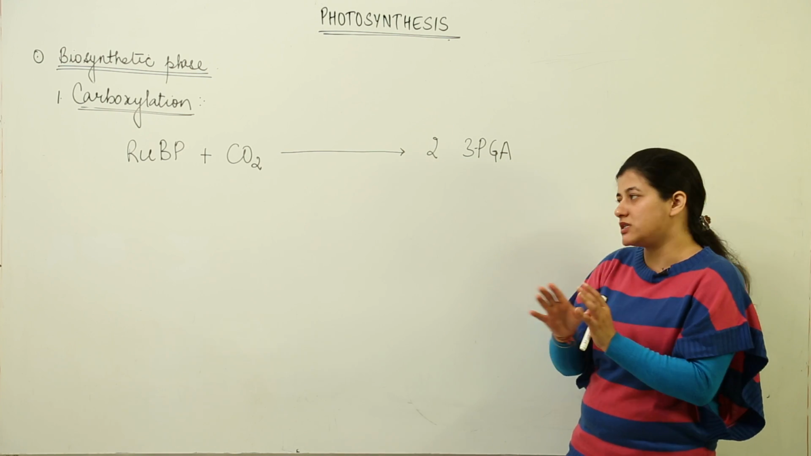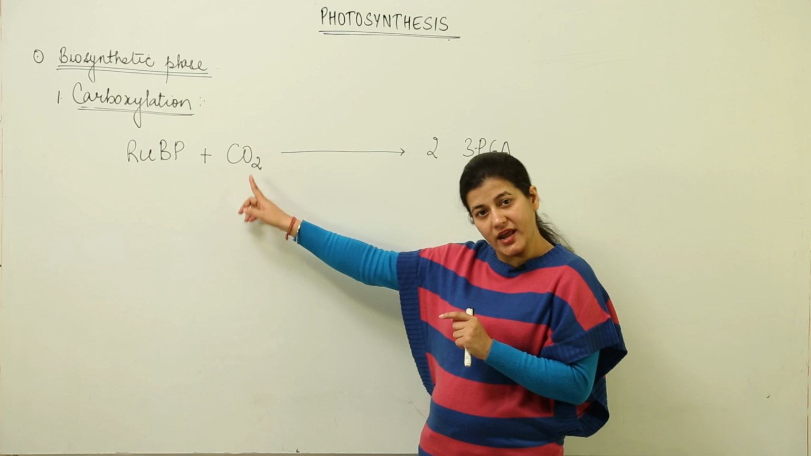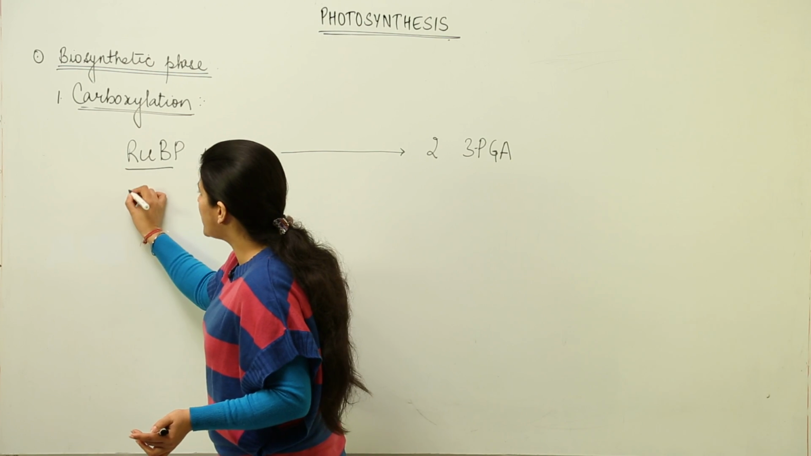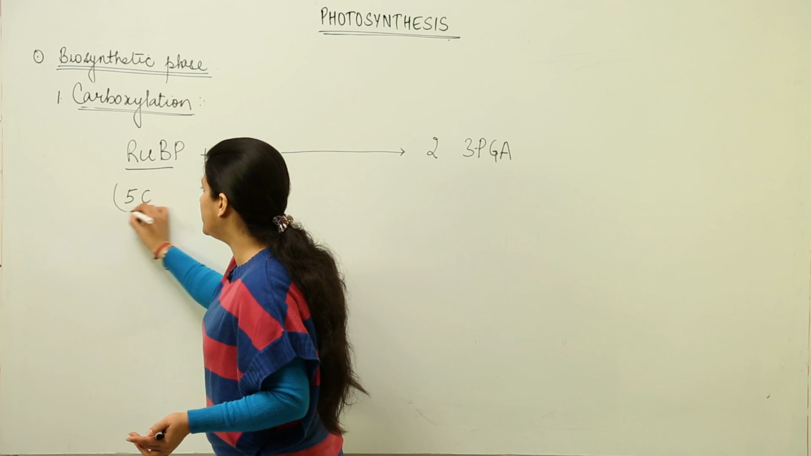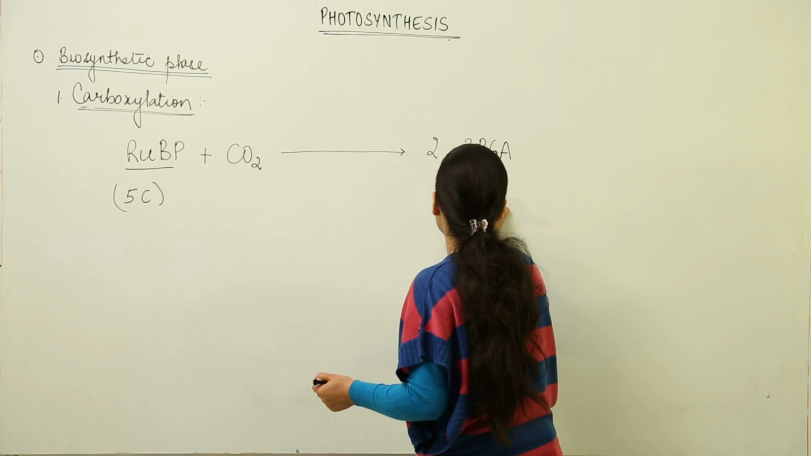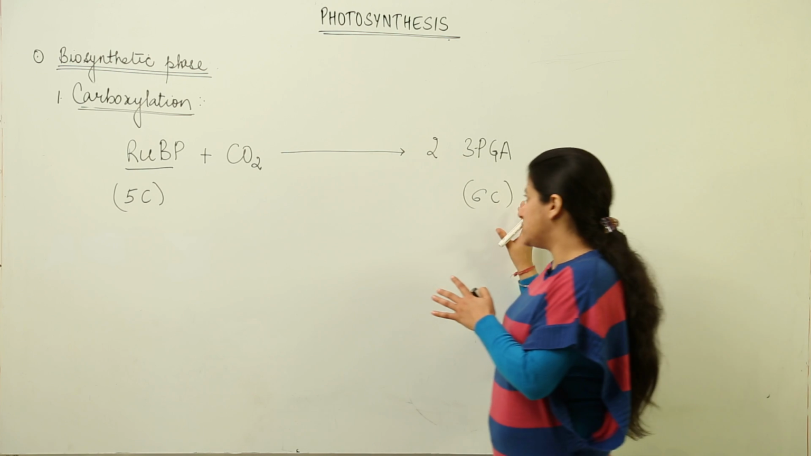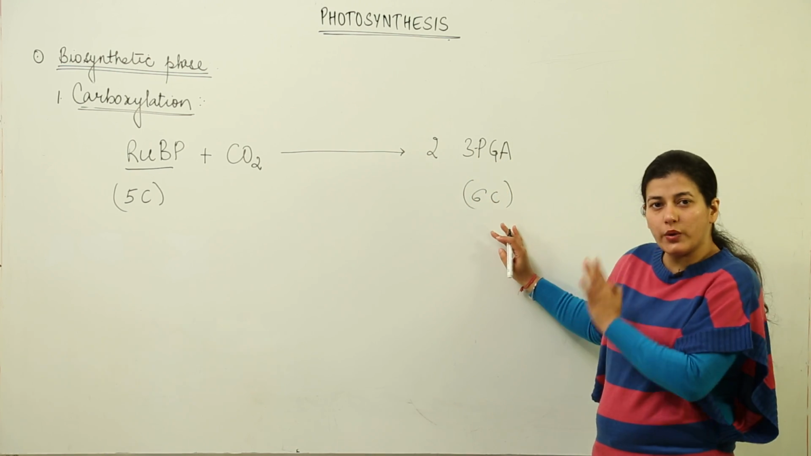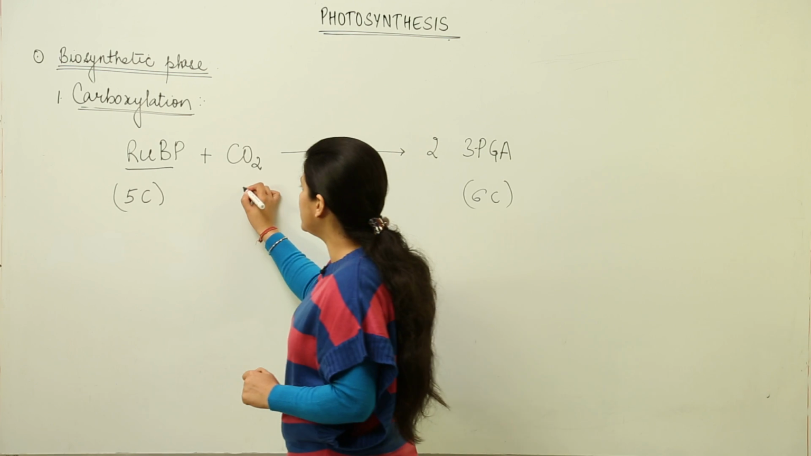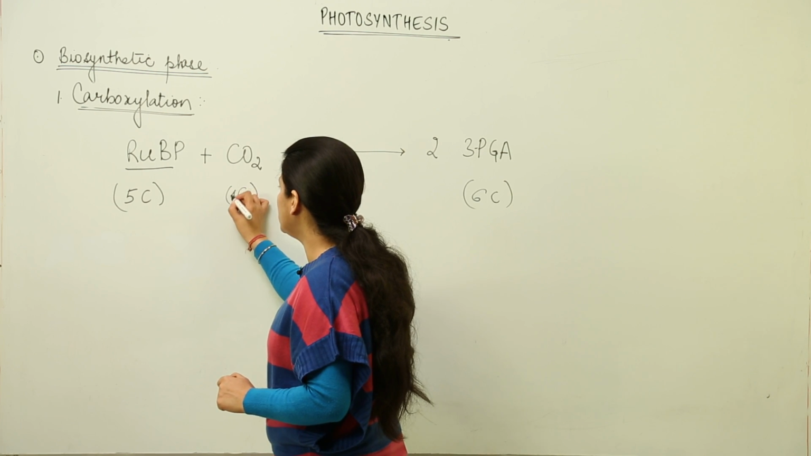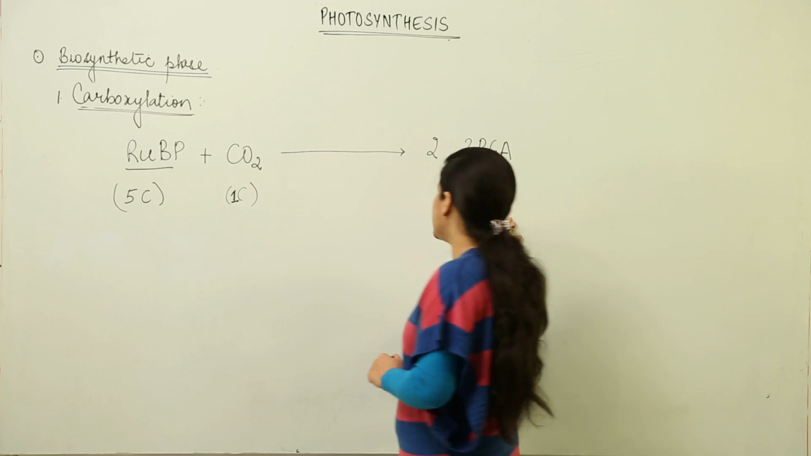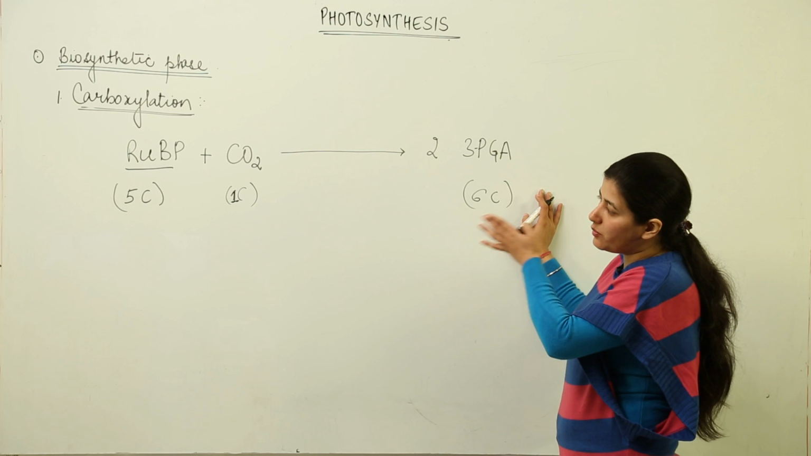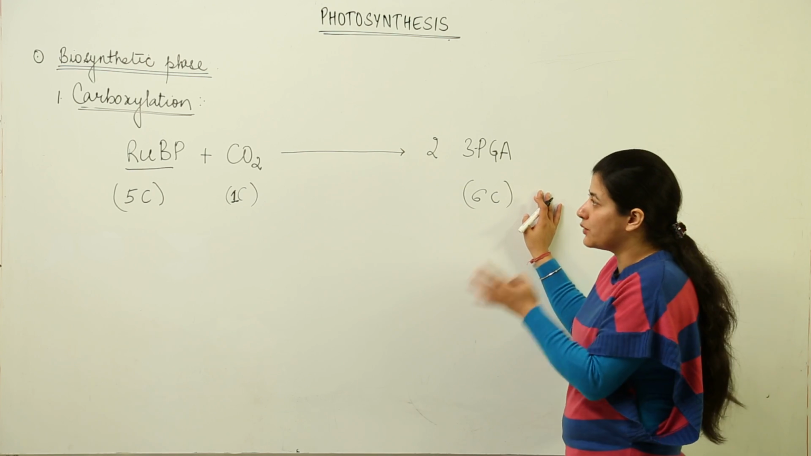So it is quite certain that one carbon dioxide would have combined with a molecule of RuBP which has 5 carbons. Then only we are having 6 carbons in total, and these two molecules are having 3 carbons each. That is how we equate the carbons. This is 5 carbon compound, this is single carbon compound as you can see, and we have a 6 carbon, 3 carbon compounds that we have over here. So in a way we are equating the number of carbons in this equation.